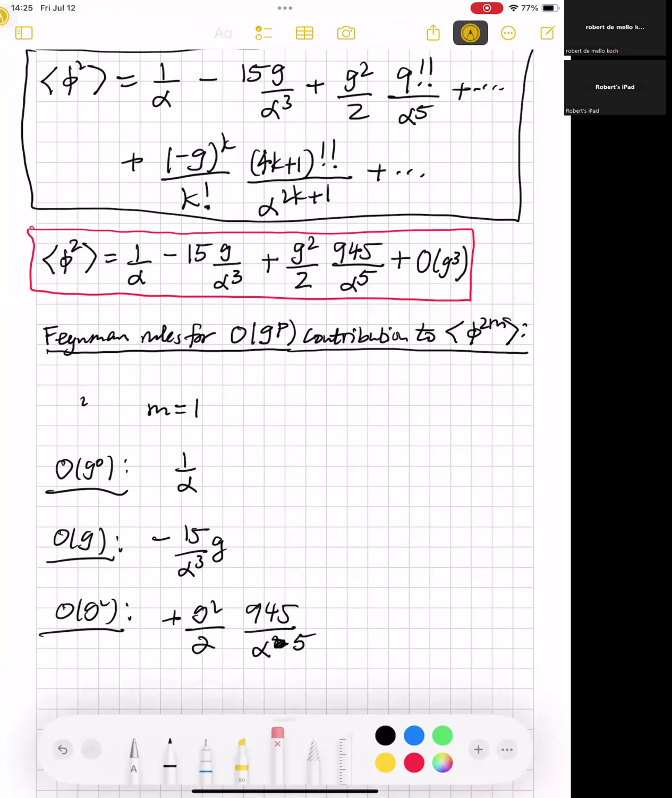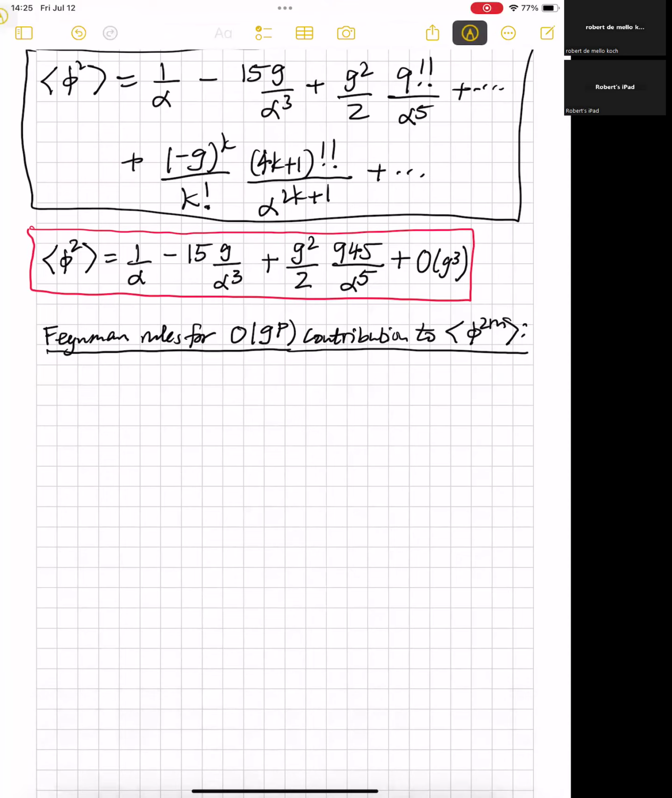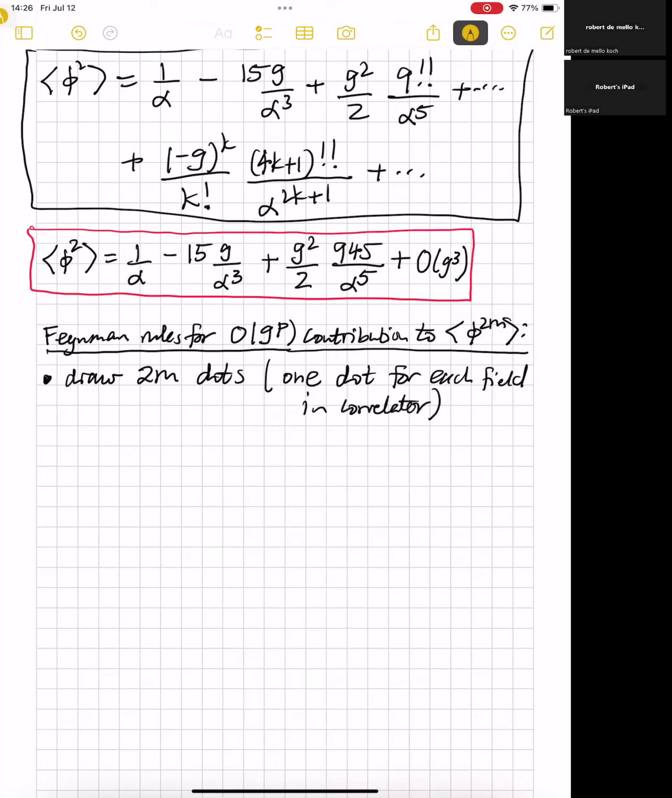So the rules that I'm writing down now should be able to reproduce these different contributions to phi squared. Now let me tell you what the rules are. The first rule is that we should draw 2m dots, and let me just labor the point: 1 dot for each field in the correlator.